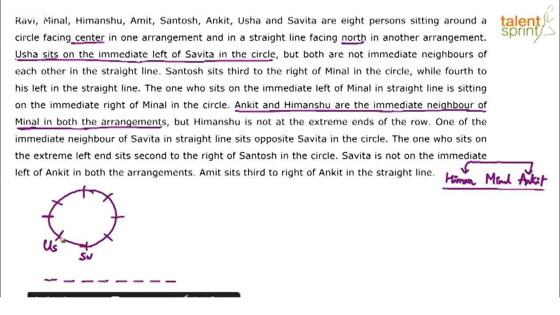Here the neighbor of Minal is Usha. So Minal cannot come in this position. I don't know if it is Minal or Minal, whatever. Look at this position. Can Minal come in this position? No. Because we know that Minal's immediate neighbors are Himanshu and Ankit. Here the immediate neighbor of Minal is Savita. So Minal cannot come here.